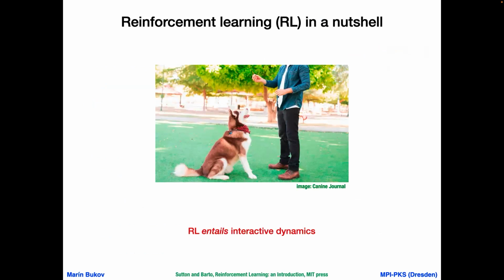So those of you who have never seen reinforcement learning before, reinforcement learning is essentially the way to teach your dog to sit. And the way you teach your dog to sit is the following. You say sit 50 times, and the dog maybe or maybe not decides to sit once.